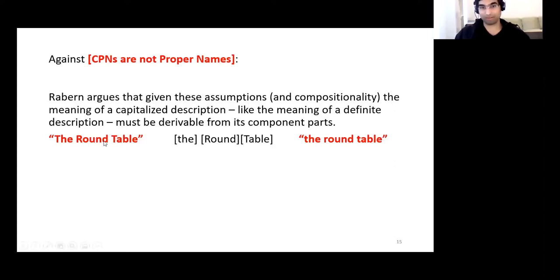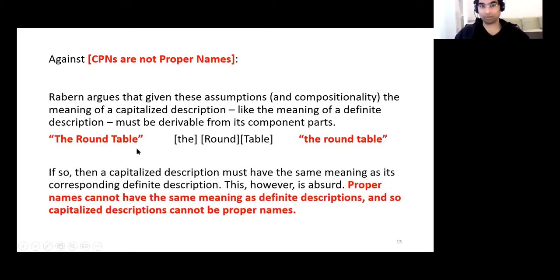So basically, the objection is that the capitalized description, the round table, and the definite description, the round table, must be syntactically alike. But we know that definite descriptions are different from proper names, and capitalized descriptions are thought to be proper names. That's what I want to argue here, and hence capitalized descriptions cannot be proper names. So that's the objection.